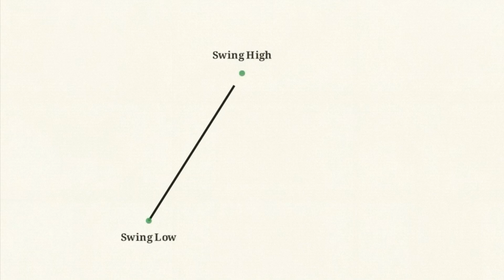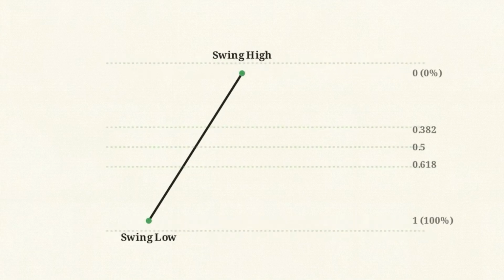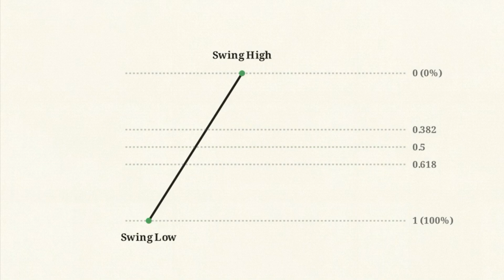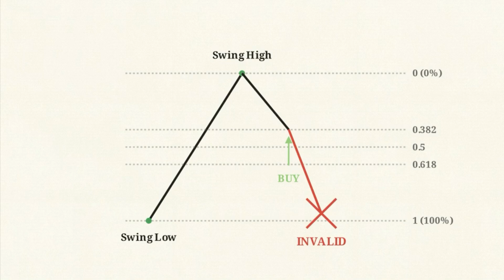The first tool we need is the Fibonacci Retracement. This chart shows an upward price trend with the Fibonacci grid applied. We use this to measure exactly how deep a market pullback really is. A common trap is buying into a minor pullback. If the price drops by barely 30%, it lacks the depth required to sustain a move. This is an invalid setup, and buying here leaves you exposed.